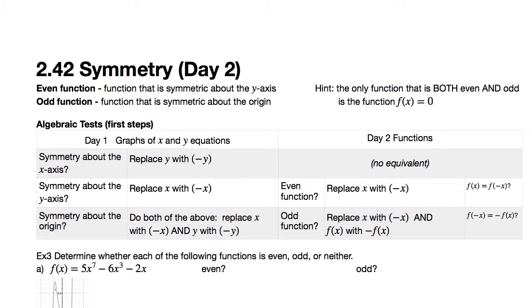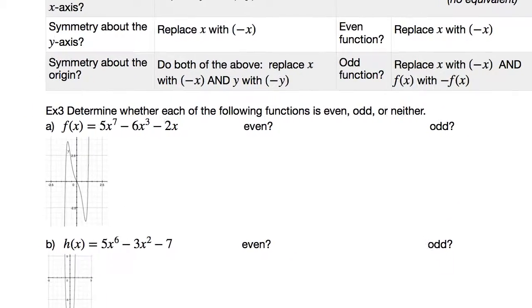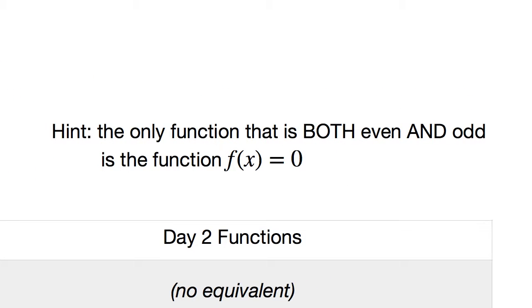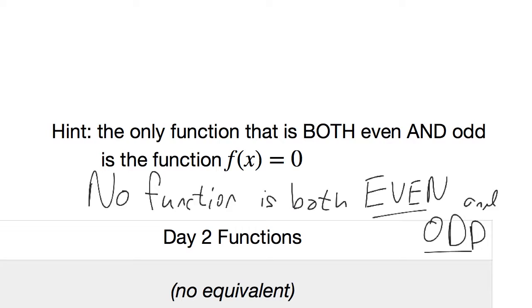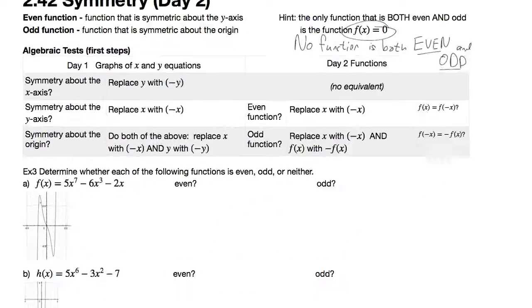Alright, so without further ado, here we go. Determine whether each of the following functions is even, odd, or neither. Oh, one more thing that I should say is a hint. The only function that is both even and odd is the function f of x equals 0. Aside from that, no function is both even and odd. The only exception is this one. Aside from that, a function is either going to be even or odd, or it could be neither. But it can't be both. So that will help give us a couple of shortcuts every once in a while.